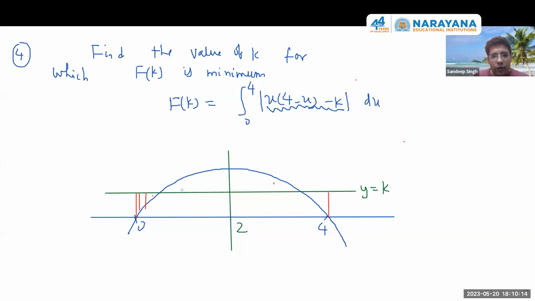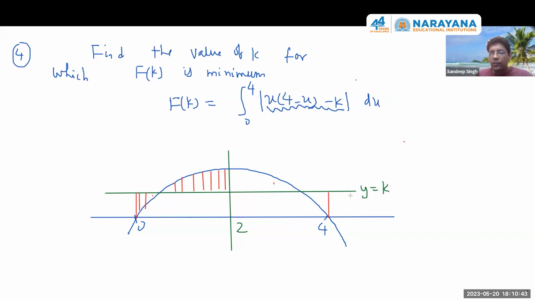Please tell me if you are able to follow this or not. Yes, sir. So the area which I am shading, and double of this, since I am not shading the right hand side, it will also come on the right hand side. So double of this. Now see what is happening here. As you shift y equal to K from bottom to up, the area will change in a definite manner that you can observe.